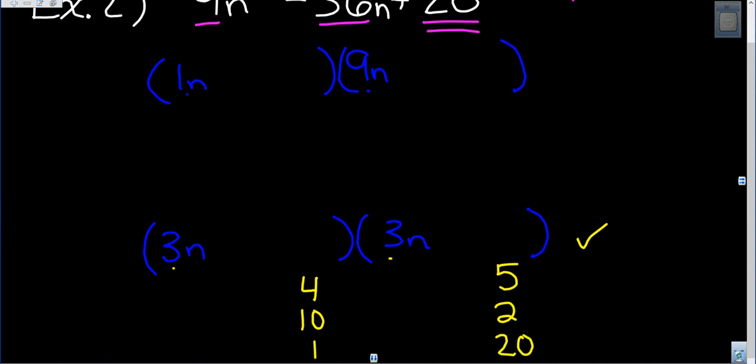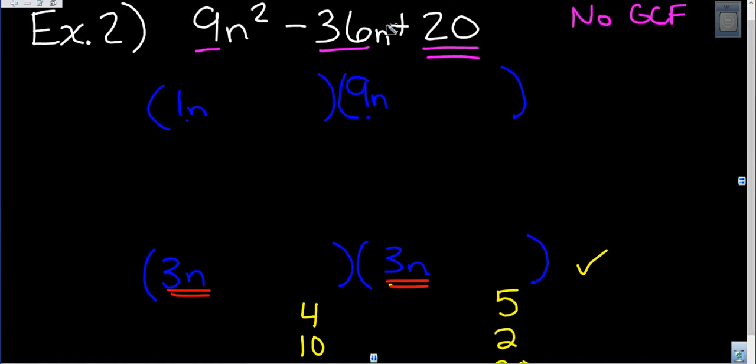Now you might notice that this is a 3n and this is a 3n, which means I don't need to worry about checking both situations. If this is a 4 and this is a 5 and I flipped them around, because these are the same, I would still get the same products, and that doesn't change anything there.